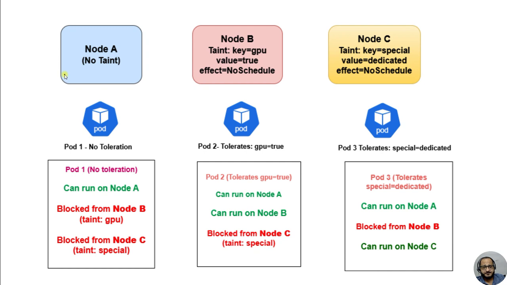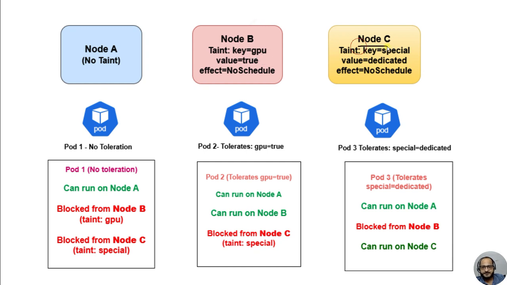It means this is a very simple worker node, like usual. Second, we have worker node B, where we have a taint with key equal to GPU and value equal to true, and effect we have defined NoSchedule. So if our application pod has this toleration, then only it will allow pods to run on this worker node. If that pod doesn't have it, then it will not allow.